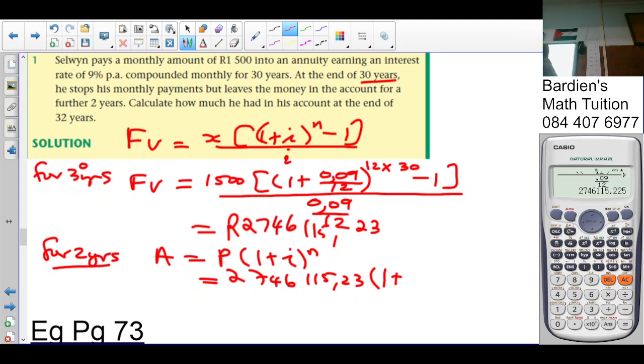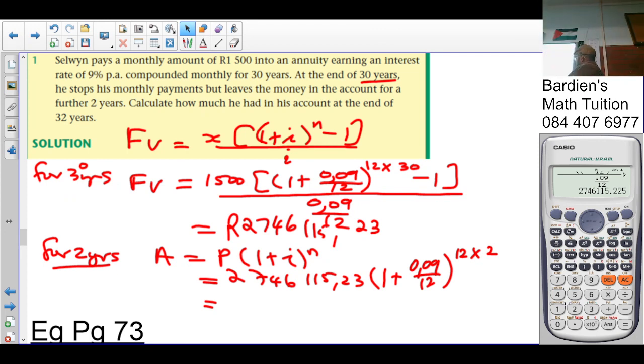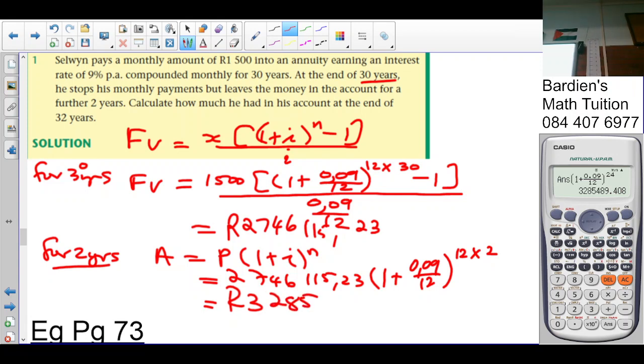0,09 over 12 to the exponent 12 times 2, so 24. We'll have 3,285,489 rand and 41 cents.